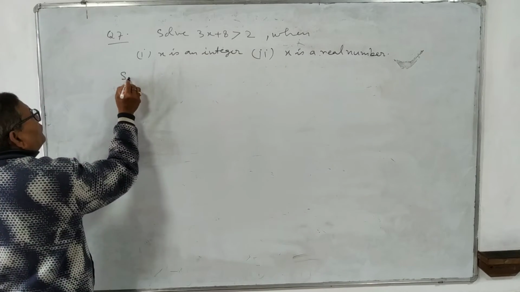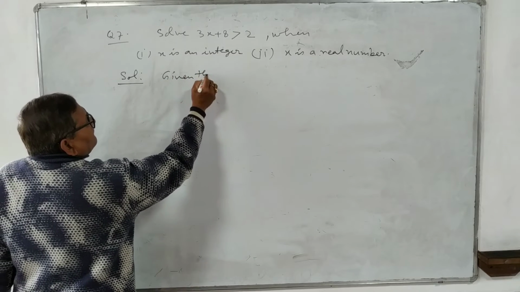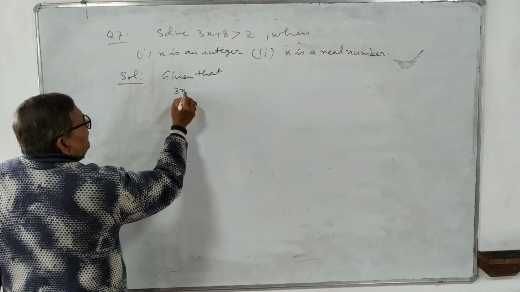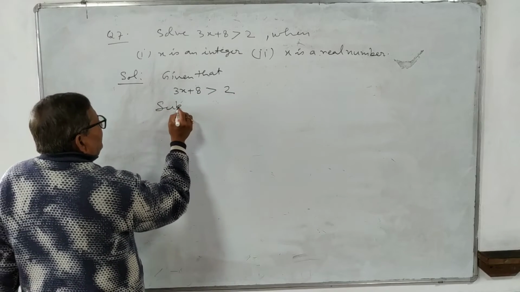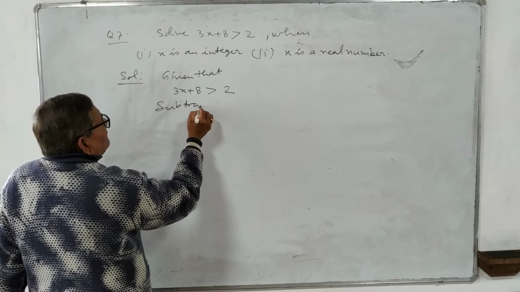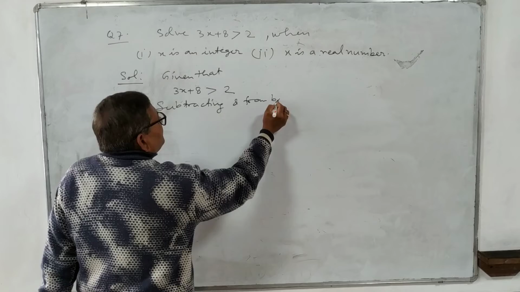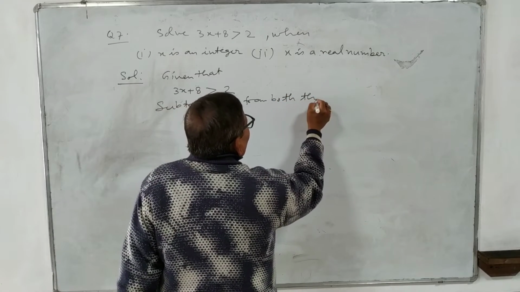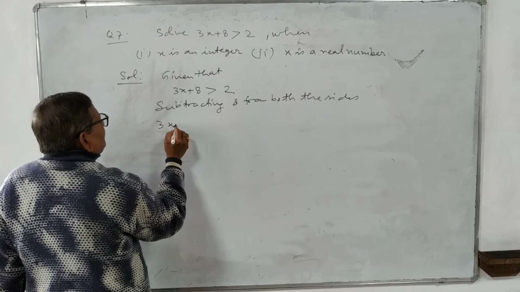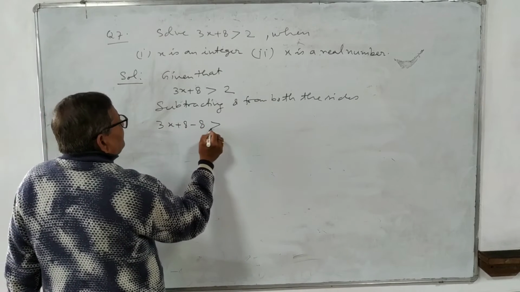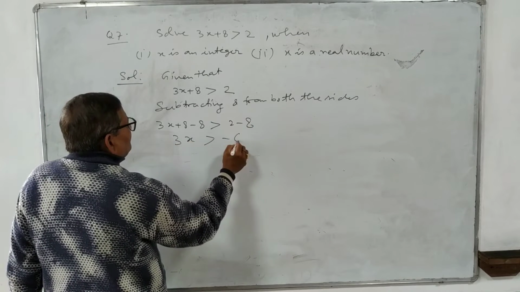So you write your solution like this. Given that 3x + 8 is greater than 2, subtracting 8 from both the sides, we get 3x + 8 - 8 is greater than 2 - 8. So this is 3x is greater than -6.